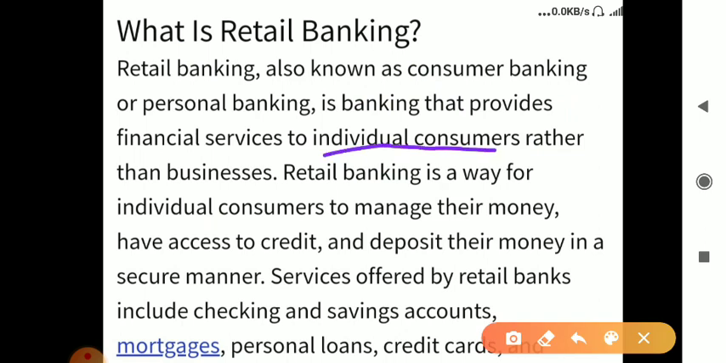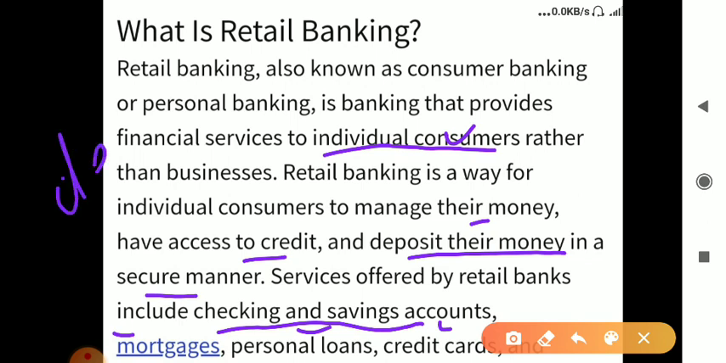Retail banking is a way for individual customers to manage their money, have access to credit, and deposit their money in a secure manner. Services offered by retail banks include checking and savings accounts, mortgages, personal loans, and credit cards. See, this is very important. Retail banking normally deals with individual customers, and what a normal individual customer does is deposit, and they will also take some credit or loan, right?